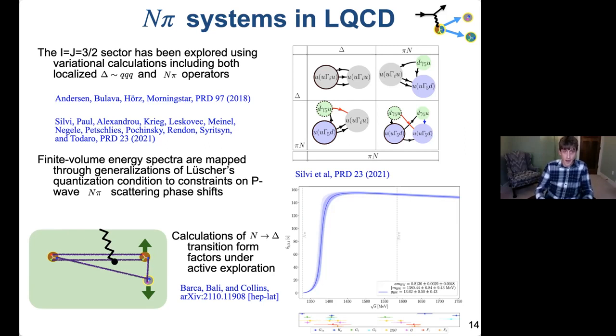The finite volume energy spectra, in a really tour de force calculation by Sylvie et al., have been mapped through generalizations of Lüscher's quantization condition in order to determine the P wave pion-nucleon phase shifts. And you can clearly see the emergence of the delta resonance here, even at quark masses light enough for the delta to be a resonance. I'll also highlight the Regensburg group has made some impressive first steps towards these off-diagonal bits here to do the transition form factor calculations that you need for electroweak delta production.